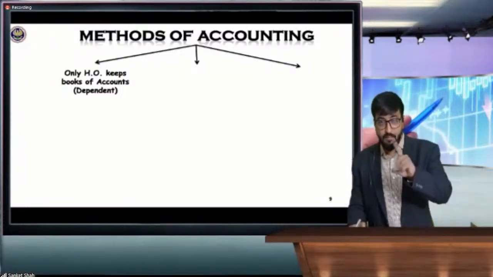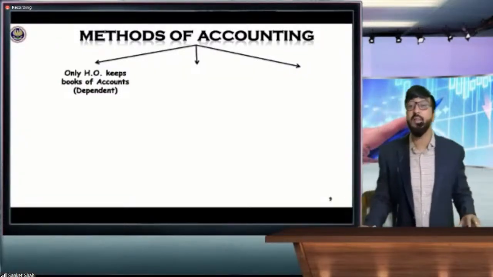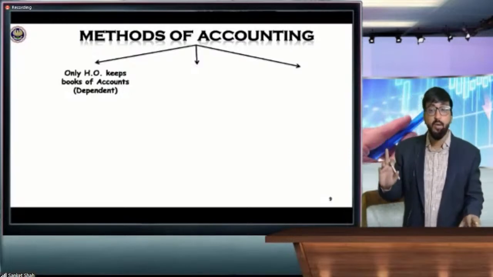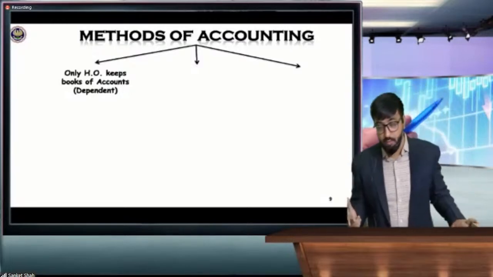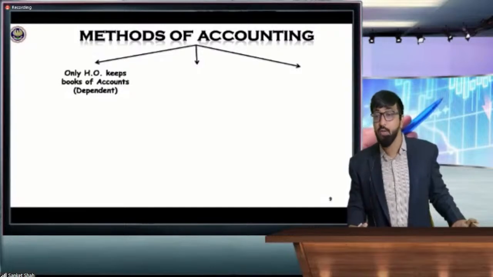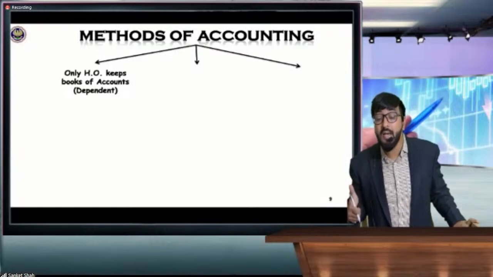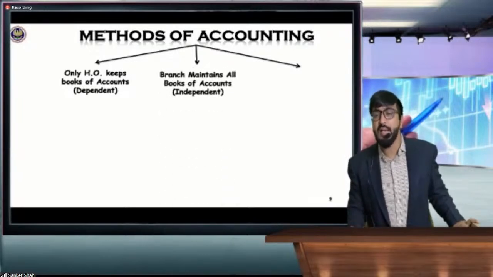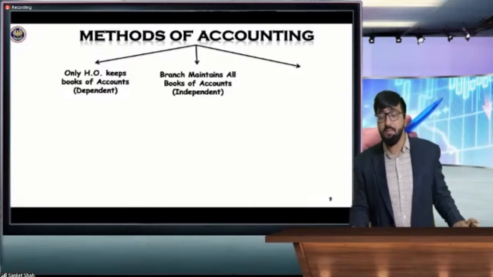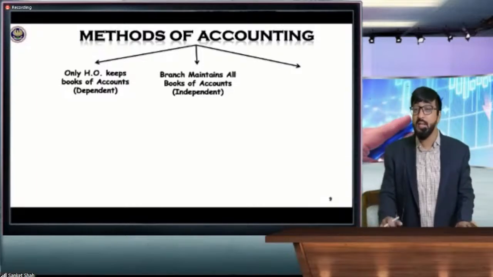Now see, branch accounting is divided in three parts. Now this is important from accounting point of view. So let's focus on this. First one is a dependent branch, so dependent branch accounting we have to understand. Second one, independent branch. And third one is a foreign branch.